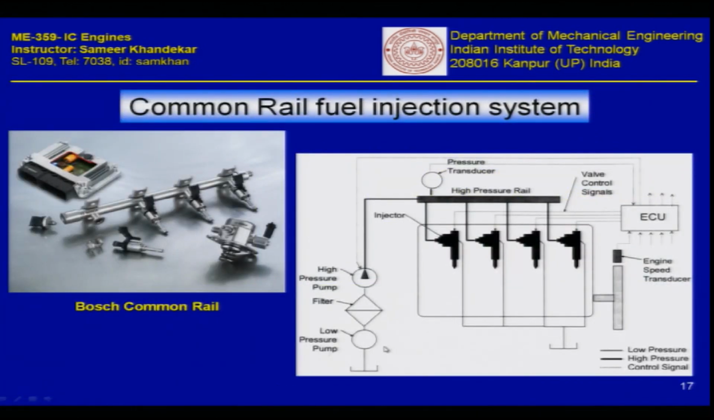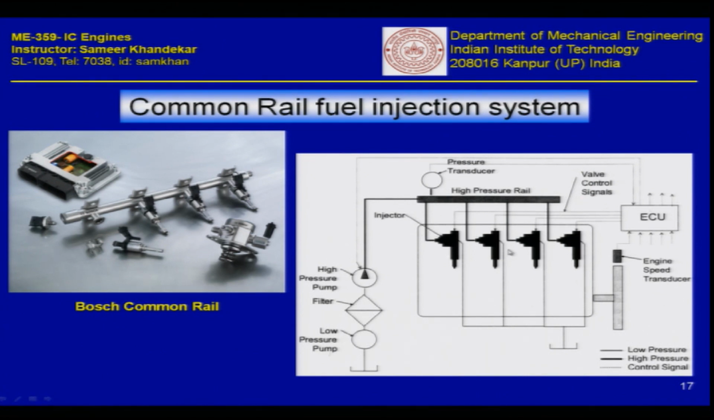Now here is a common rail fuel injection system. I have also put some photographs here. It is from the company Bosch, which is quite well known for fuel injection systems, and you can see here this is a schematic diagram of a common rail system.